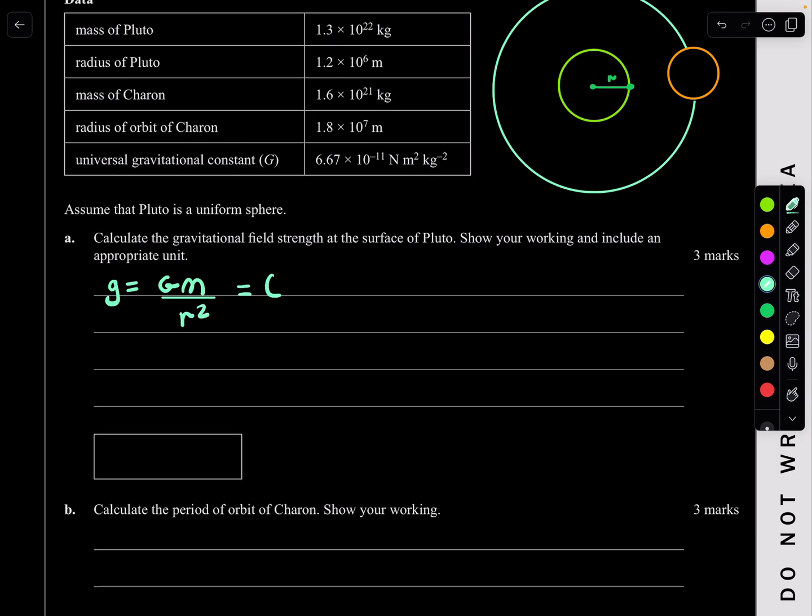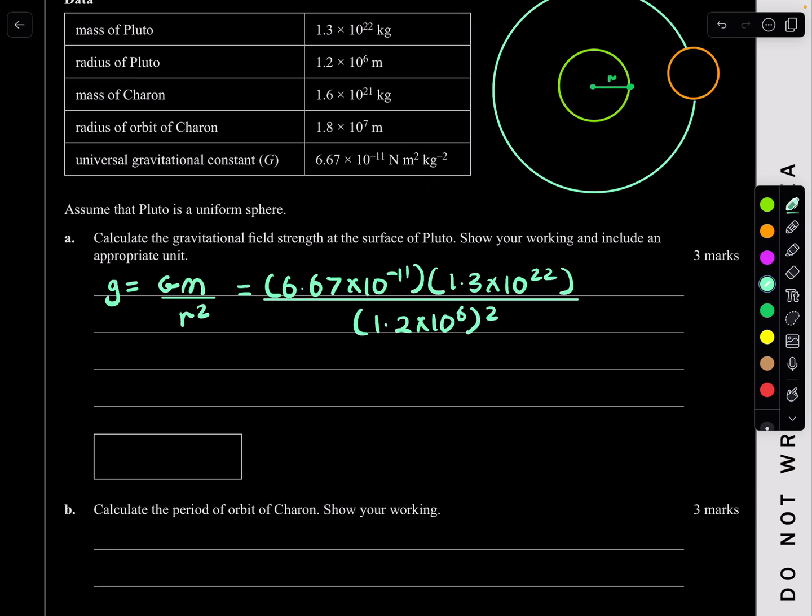Where G, in this case, is your gravitational constant, which is 6.67 times 10 to the negative 11. M is the mass of Pluto, the one that's creating that gravitational field, so 1.3 times 10 to the power of 22, and the radius of Pluto, which in this case is 1.2 times 10 to the power of 6, squared. So putting that in our calculator: 6.67 times 10 to the negative 11, 1.3 times 10 to the power of 22, 1.2 times 10 to the power of 6, all being squared.